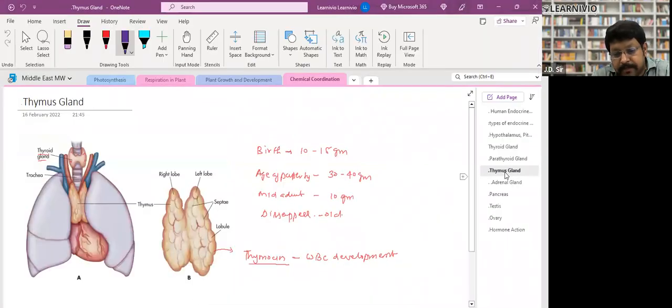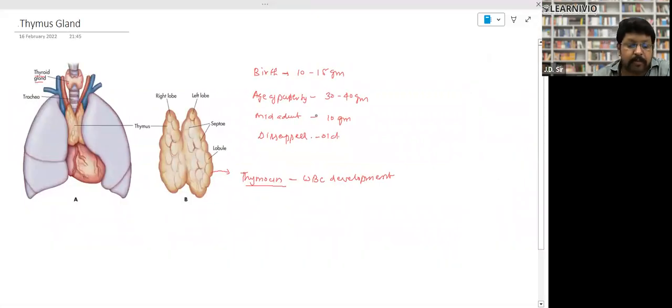Thymus gland. Most scientists consider that this gland is responsible for aging. The question I've been asked: which gland of the body has different size at different ages and finally disappears? The answer was the thymus gland.